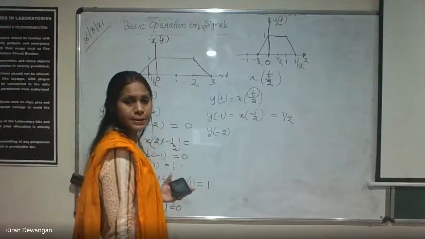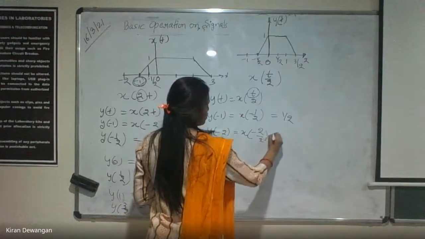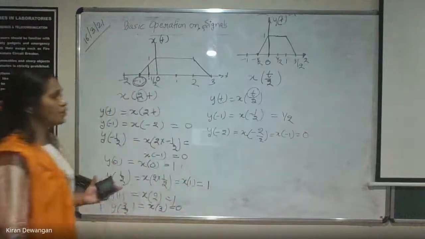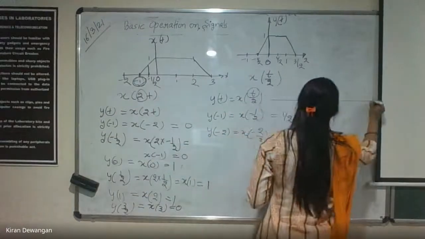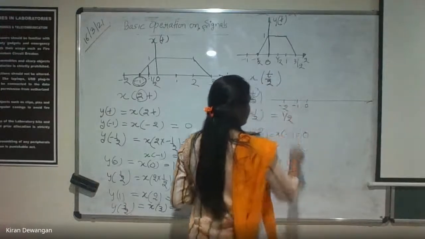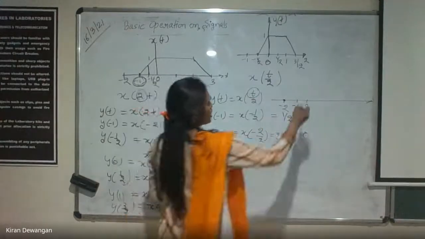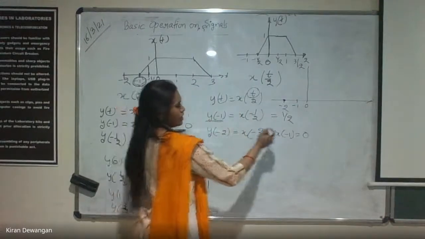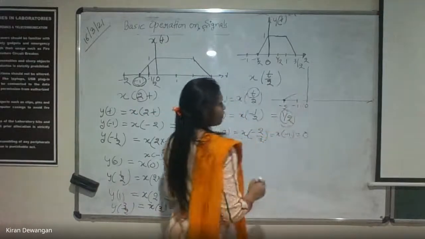-2, right? This will be x of -2 by 2, which is x of -1, and this value is 0. So at y of -2, if we are plotting it, this is 0, -1, -2. At -2 it is saying the value is 0. Now at y of -1, the value is 1 by 2. So at this point it will be here.